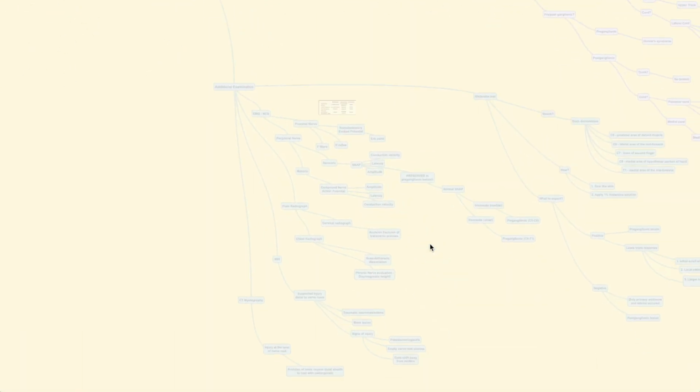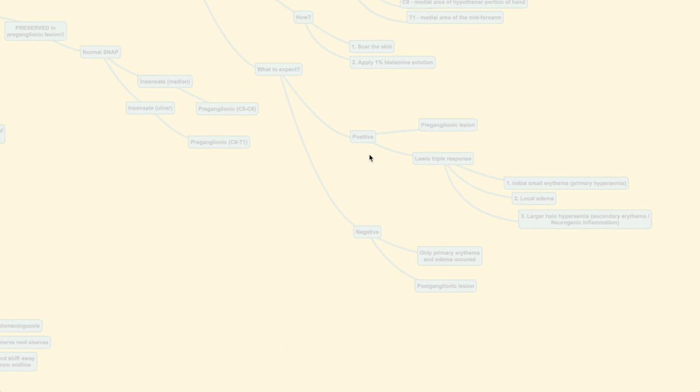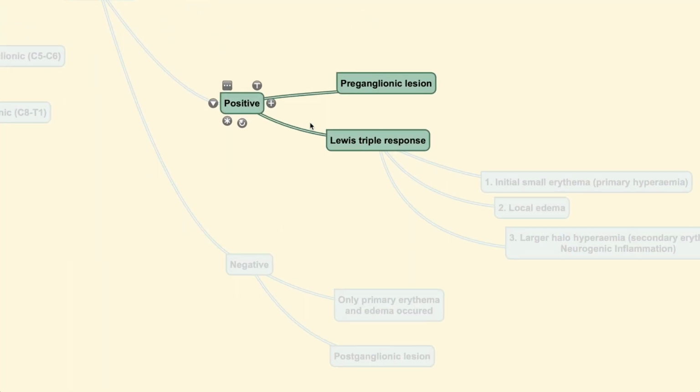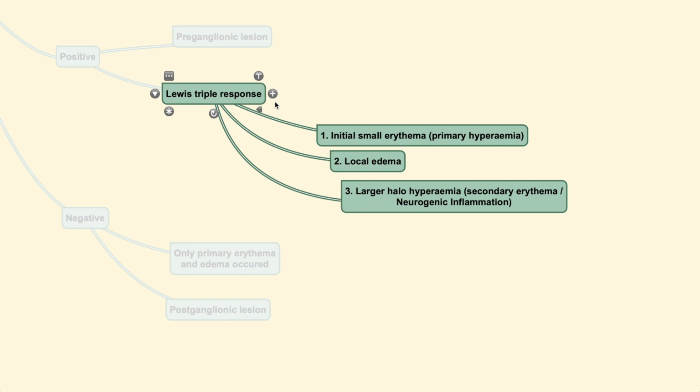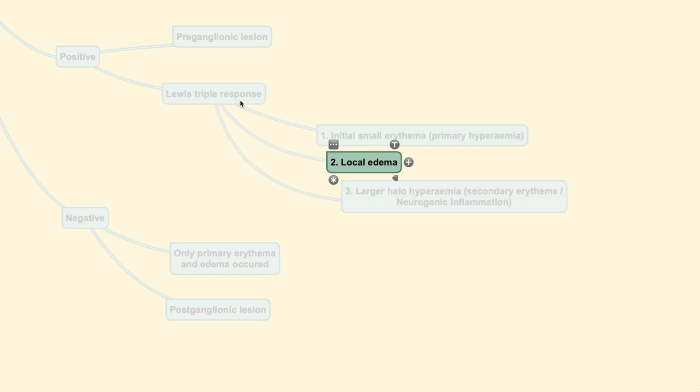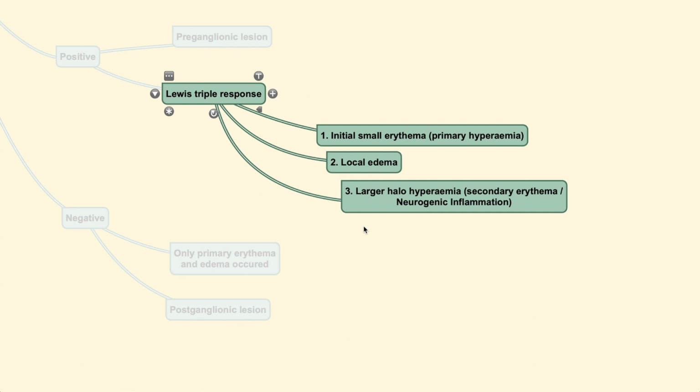Now moving on, after you have scratched the skin and applied the solution, what you need to observe in a positive finding is the Lewis triple response. The first response would be what we call redness, or the initial small erythema, also known as the primary hyperemia. The next thing that would happen would be the edema, and the third response that would occur would be the large halo hyperemia. This is also known as the secondary erythema, or the neurogenic inflammation.